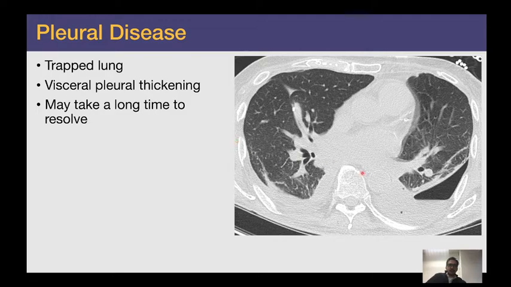And this is another complication that you see, and it's a result of having a long-term pleural effusion, and that's trapped lung. When you have this fibrin deposition on the visceral pleura, it causes the lung to not be able to expand to fill that space, and it's called trapped lung. Okay, and this can resolve, but it may take a long time to resolve, and in some cases it might require decortication, or they might just leave it like that.